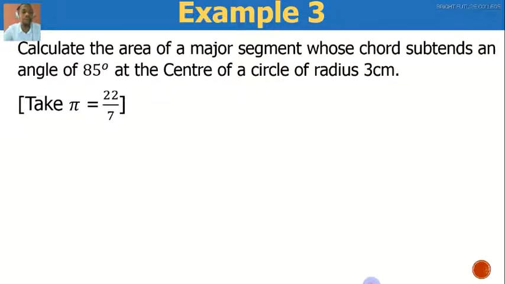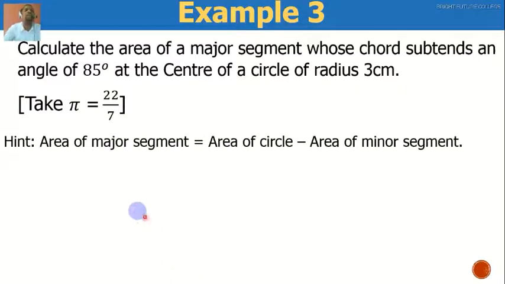So far we've been looking at minor segment, because that is where the work is. Now we have to find the area of the major segment. For you to find the area of the major segment, you have to first of all find that of the minor segment. So area of major segment is gotten by finding the area of a circle, then subtracting area of minor segment. In other words, we still have to pass through the step of finding area of minor segment before getting that of the major segment.